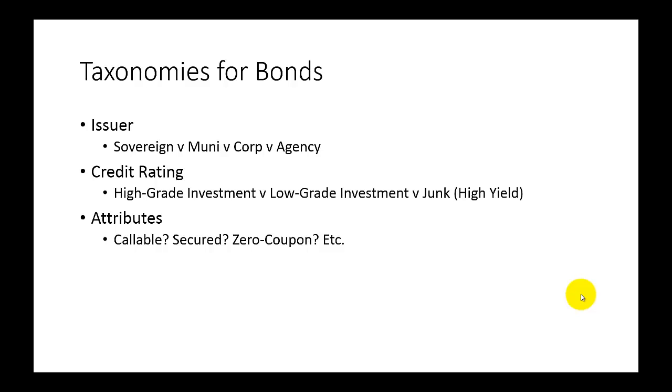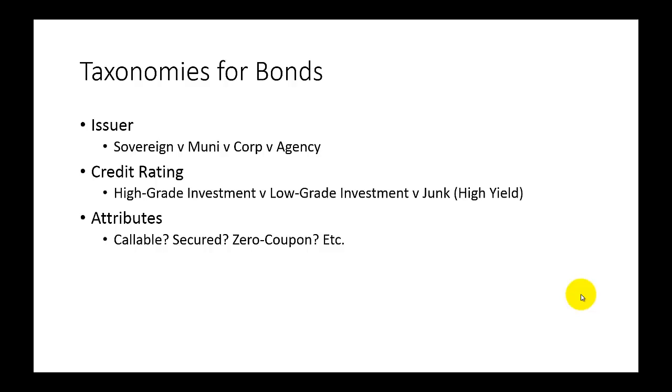The second axis is credit rating. Is it AAA, BBB, BAA? So that's just another axis on which you can categorize bonds. The third axis would be the attributes. Is it a callable bond? Is it secured and collateralized? Is it zero coupon? Is it asset-backed? So those are just attributes on which we can categorize.